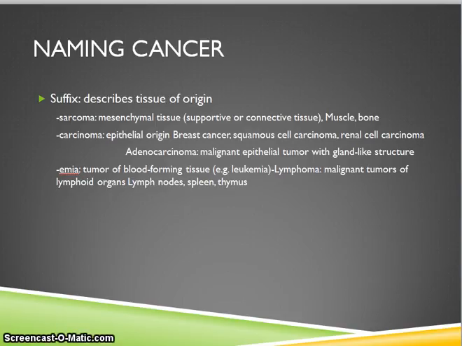Emia is wherever we have tumors or cancer of our blood-forming tissues. Those are like your leukemias and things like that. Lymphoma is when we have tumors of our lymphoid organs, like our lymph nodes, spleen, or thymus.